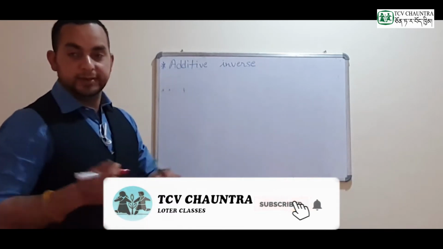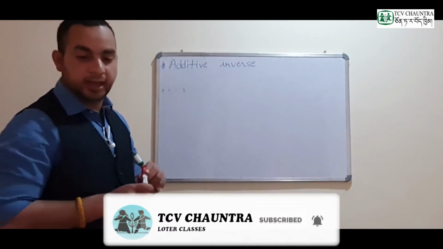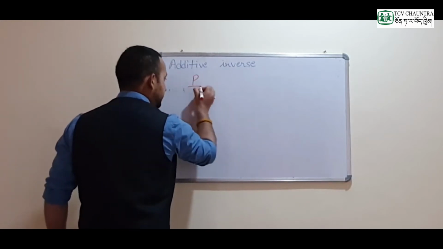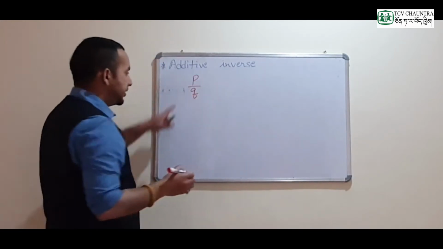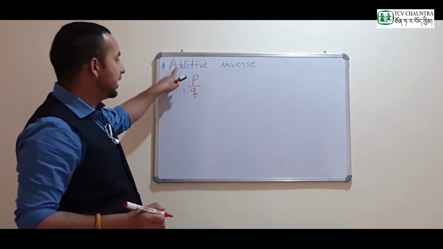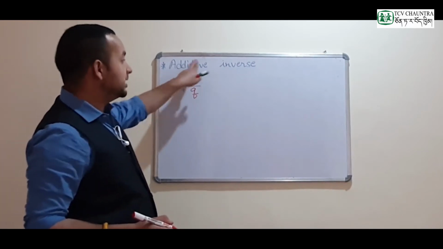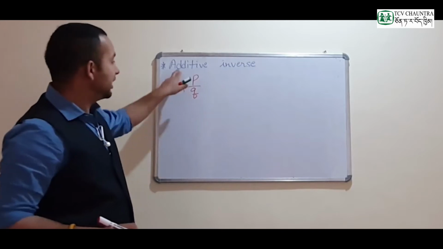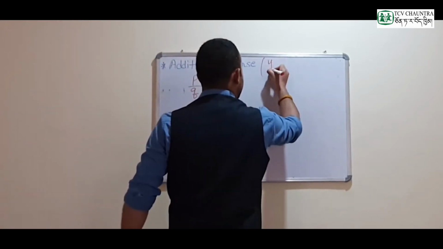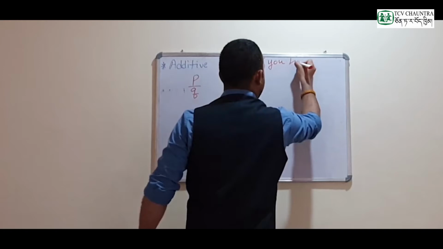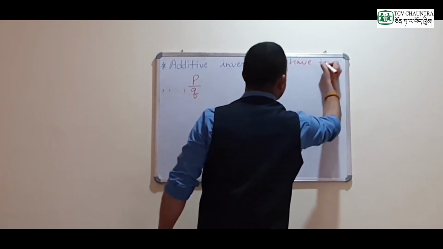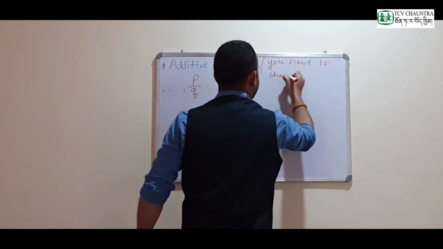So additive inverse, you have to change the sign. We are going to learn rational number, right? Rational number, P by Q formula. Now we are going to write the additive inverse of P upon Q. Additive inverse simply means you have to change the sign. The simple definition of additive inverse is you have to change the sign.